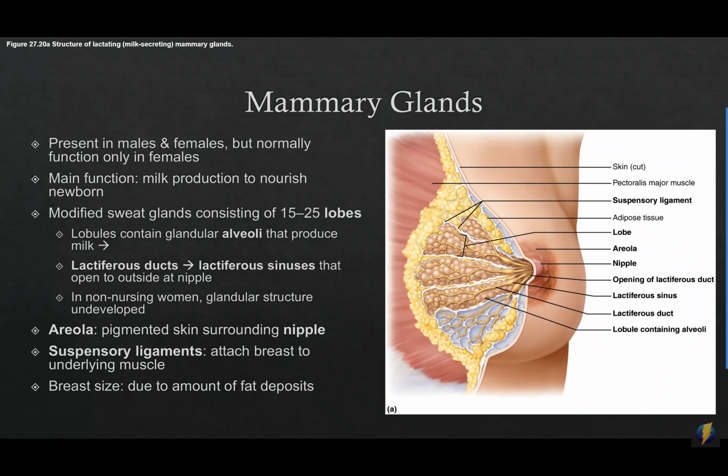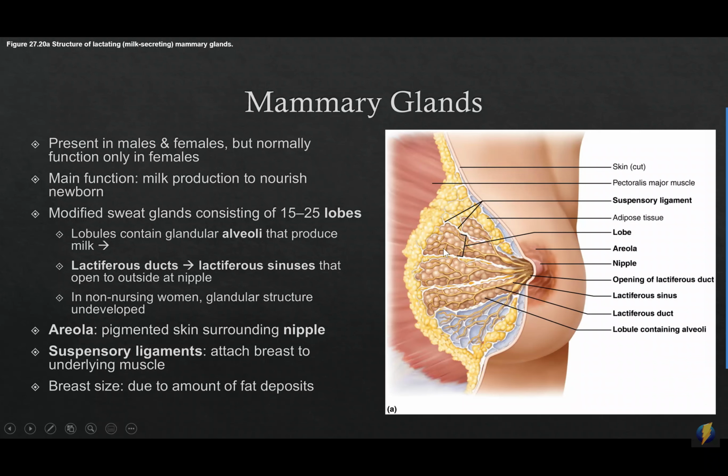In addition to the abdominal organs of the female system, we also do have the mammary glands. Now, these are present in males and females, but they typically only function in females, although occasionally you get some sympathetic lactation in men. Of course, the purpose of our mammary glands is milk production, so that the newborn can be nourished. The mammary glands are technically part of the reproductive system, but they're really just a modified sweat gland. They consist of typically about 15 to 25 lobes.